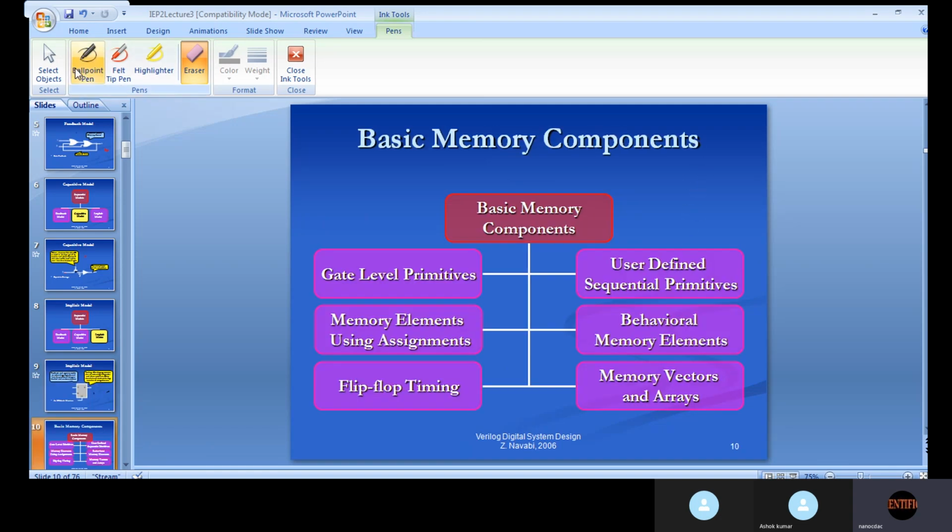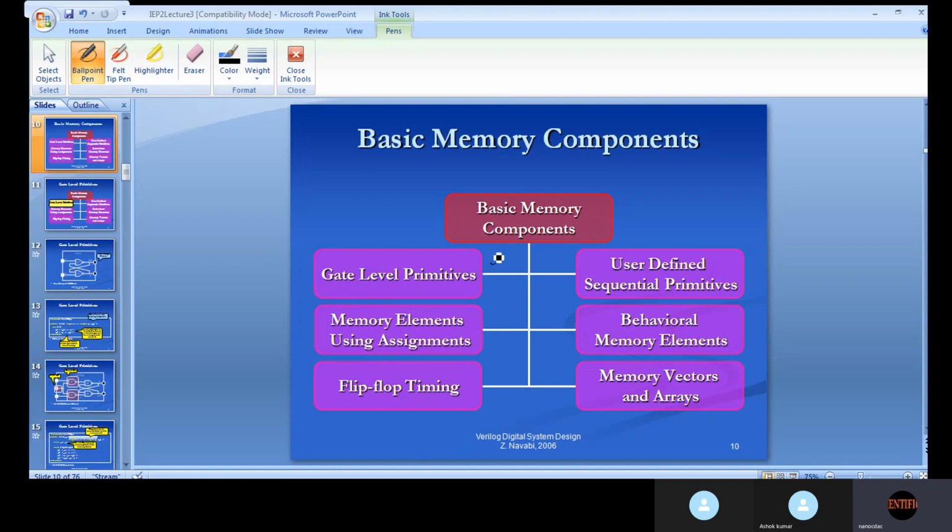The basic memory components are gate level primitives, memory elements, flip-flop timings, user defined sequential primitives, behavioral memory elements, memory vectors and arrays. These are the different types of memory components. Gate level primitives are AND, OR, NAND, NOR gates. Memory elements are flip flops and registers.